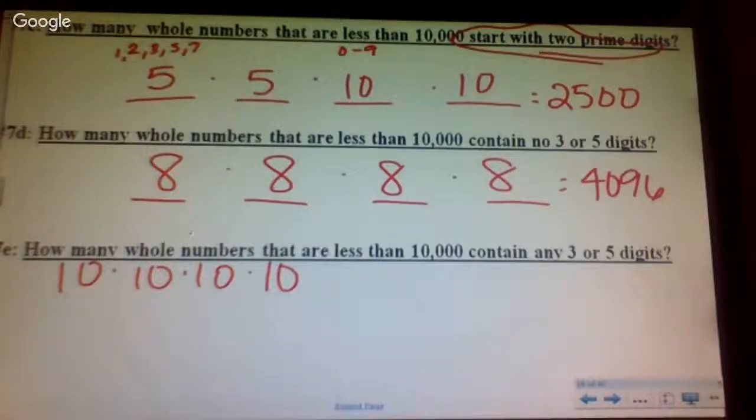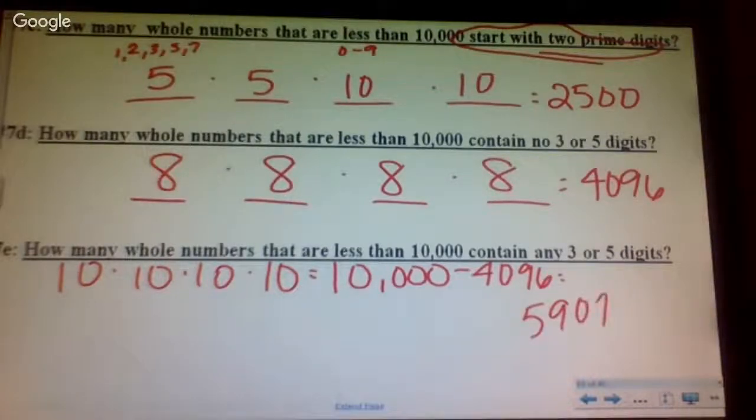Okay. No restrictions is everything. I've got 10 options in each place, which gives me a total of what? 10,000. So if I have 4,096 that contain none, the opposite of 10,000 will contain any. So we subtract the 2 here. So I actually have 5,904 options that can contain any 3 or 5.